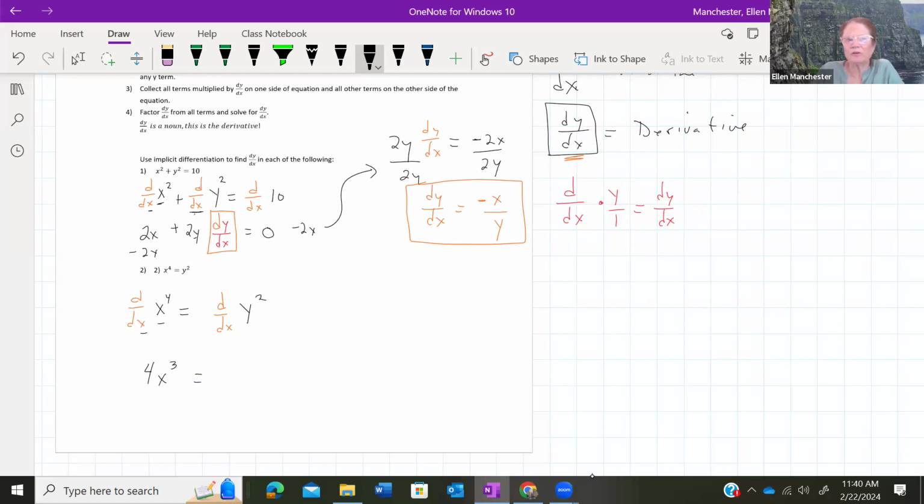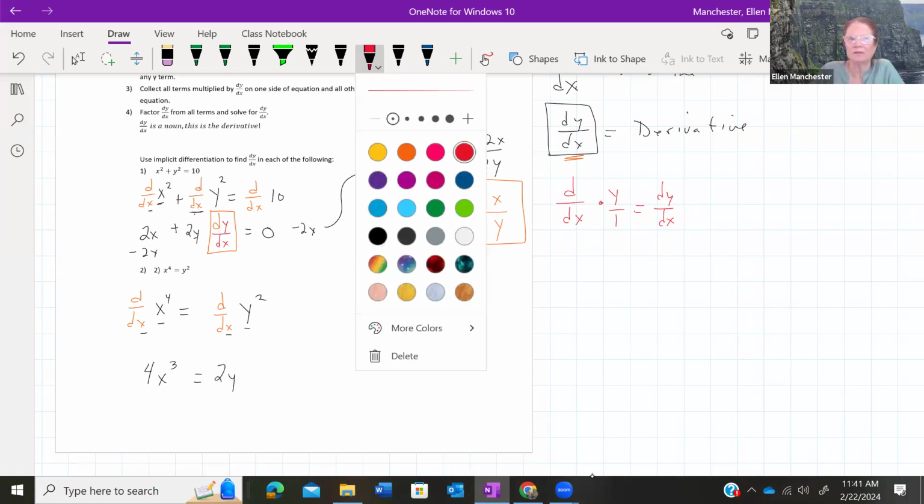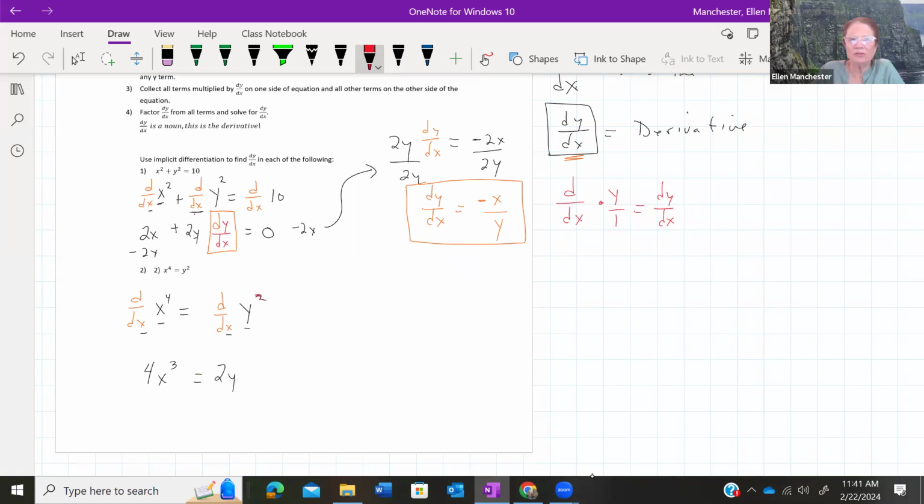Here, I'm finding the derivative of y squared in terms of x. Well, these are different. Okay, so I have to find and use my chain rule. So I'm going to peel off that 2 and get 2y. And then that 2 is gone. So what's left is dy/dx.